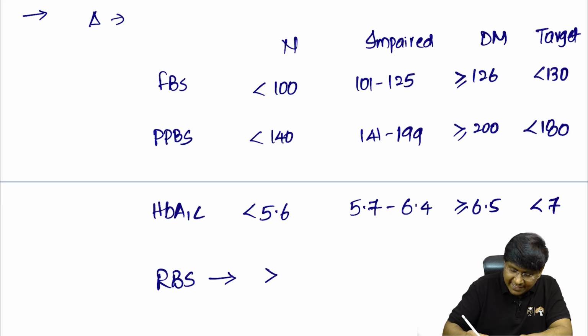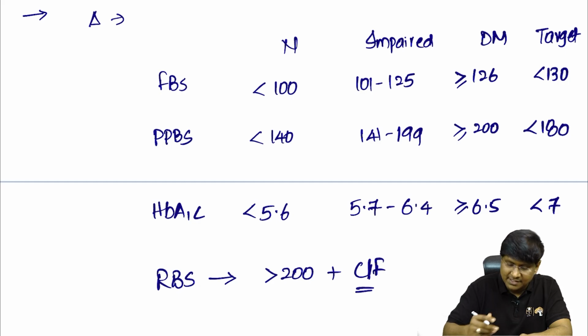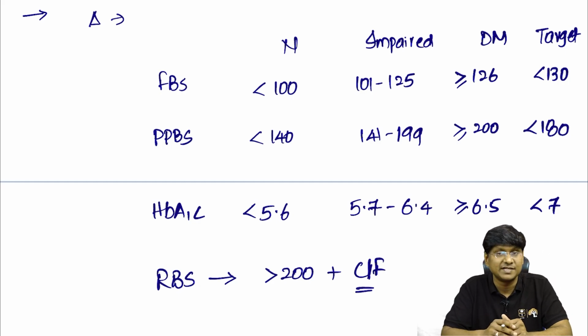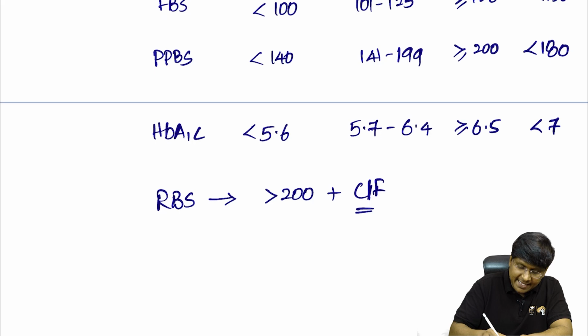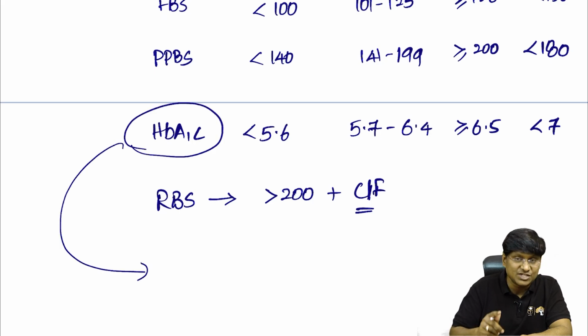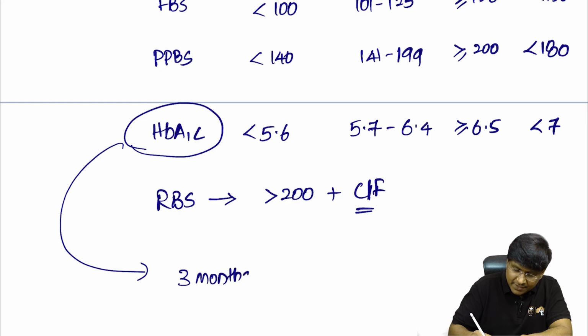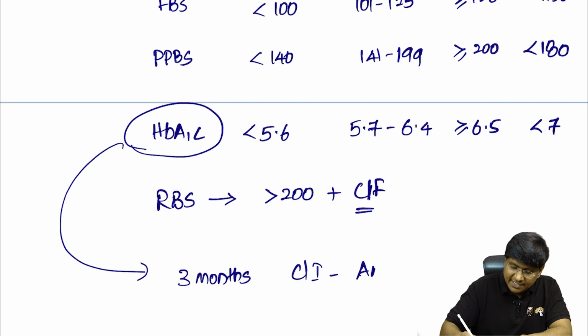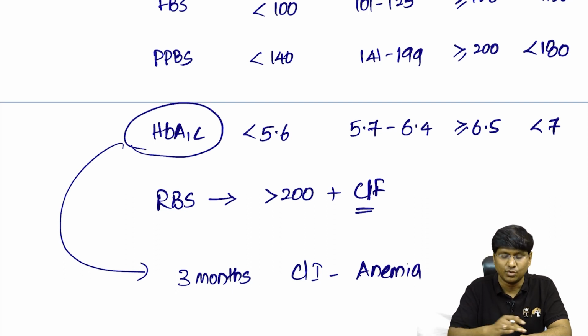And based on random blood sugar also, we will be able to assess diabetes mellitus. If the random blood sugar values are more than 200, along with the clinical features of diabetes mellitus, then also we can diagnose that the patient is having diabetes mellitus. And your HbA1c will tell you the blood glucose levels of the past 3 months. The very important contraindication for HbA1c is anemia, you should not do HbA1c levels in anemia. It will give you false low values.